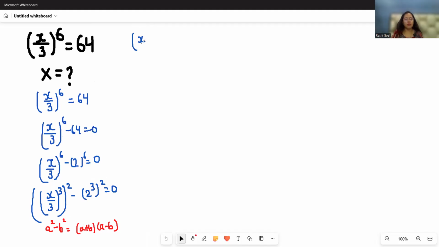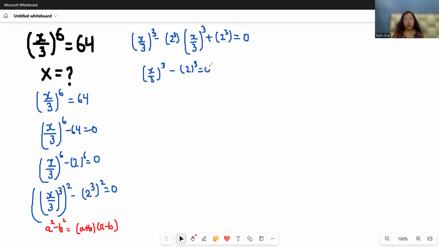So it's ((x/3)^3 - 2^3) times, similarly, ((x/3)^3 + 2^3) equals 0. So first case, when (x/3)^3 - 2^3 equals 0, and second case, (x/3)^3 + 2^3 equals 0.